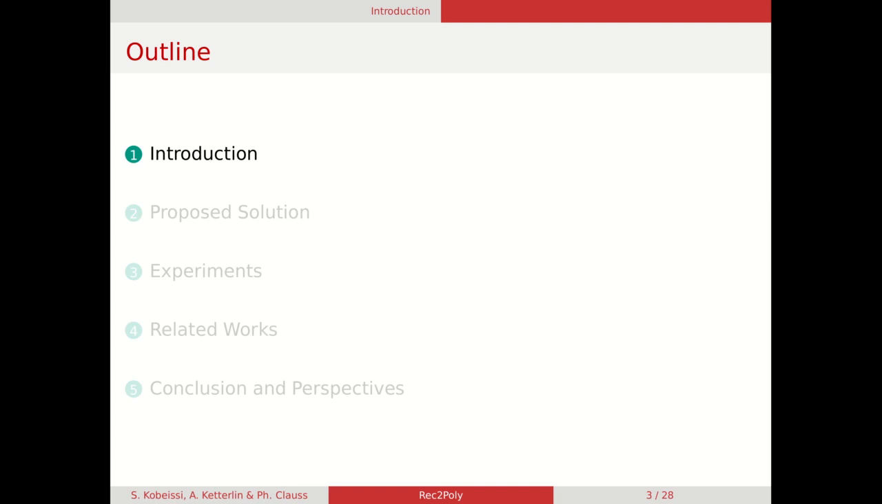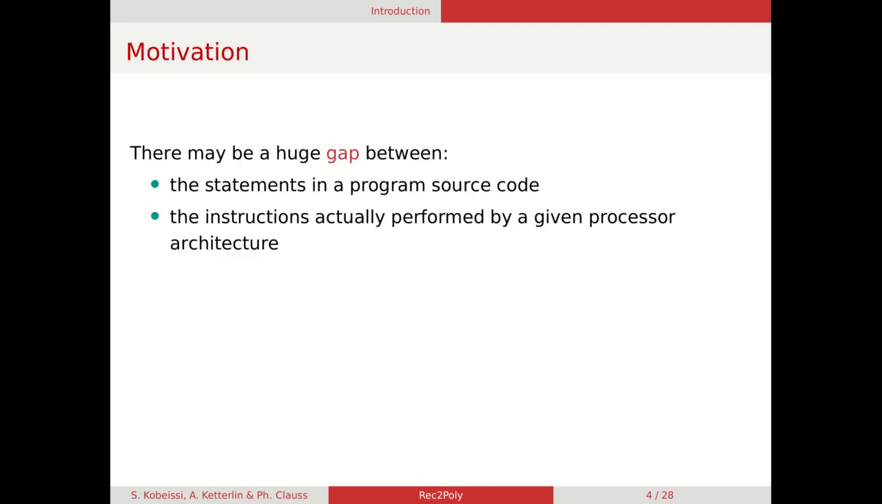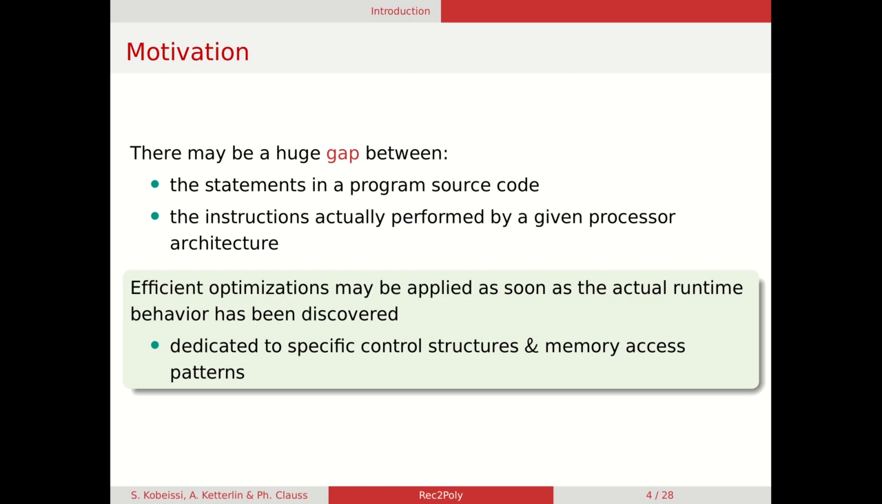Here we begin. There may be a huge gap between the statements outlined by a programmer in a program source code and the instructions that are actually performed by a given processor architecture. This gap is due to the way the compiler and the final processor hardware interpret, translate, and transform these instructions. In advanced modern compilers, not only is there a possibility to apply optimizations statically at compile time, but also there is an opportunity to apply efficient optimizations as soon as the actual runtime behavior is discovered.